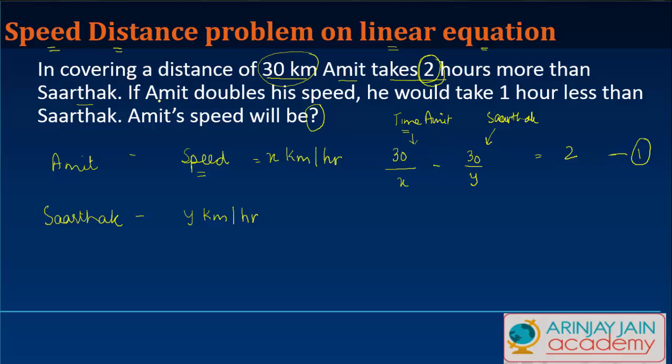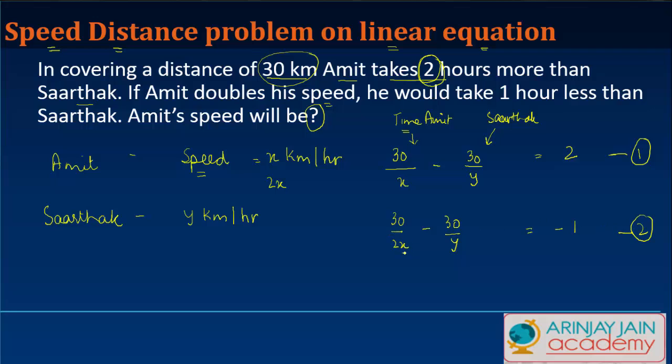Now they say that if Amit doubles his speed, so his speed becomes 2x, but the distance remains the same, he would take 1 hour less than Sarthak. So in other words, if the speed becomes 2x, then the time Amit takes is 30 by 2x, which is 1 hour less than Sarthak, meaning 30 by 2x minus 30 by y is equal to minus 1. You need to solve these two linear equations and get the values of x and y.